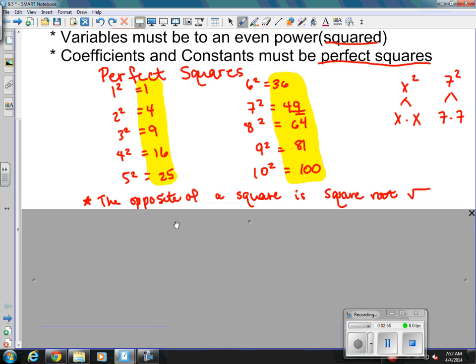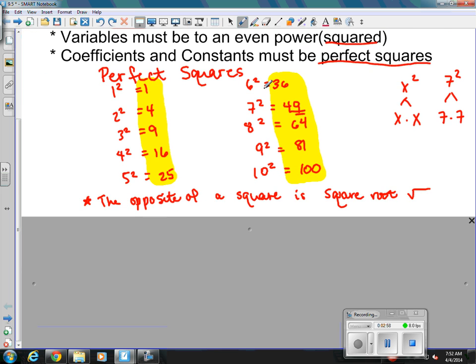Alright, one thing just to remember is if you don't remember your perfect square list, the opposite of a square is a square root. So if you want to know the perfect squares of 64, then just take the square root of 64 and you'll get 8. So if you take the square root of like 50 and it gives you a decimal, you know it's not a perfect square. The perfect squares give you a nice whole number.